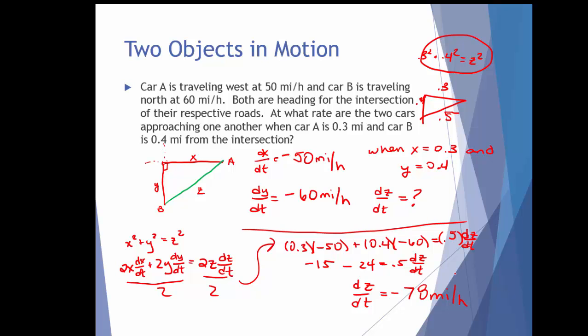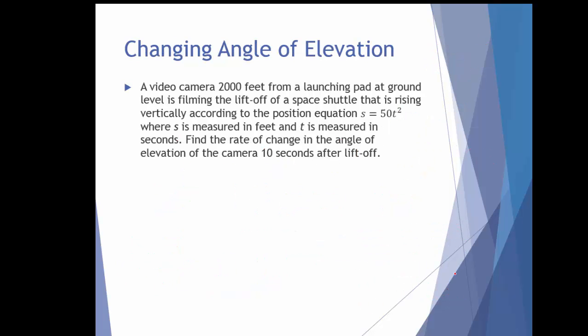Okay, let's look at another one. Changing angle of elevation. We've got a video camera 2,000 feet from a launching pad at ground level is filming the liftoff of a space shuttle that is rising vertically according to the position equation, s equals 50t squared, where s is measured in feet and t is measured in seconds. Find the rate of change in the angle of elevation of the camera 10 seconds after liftoff.